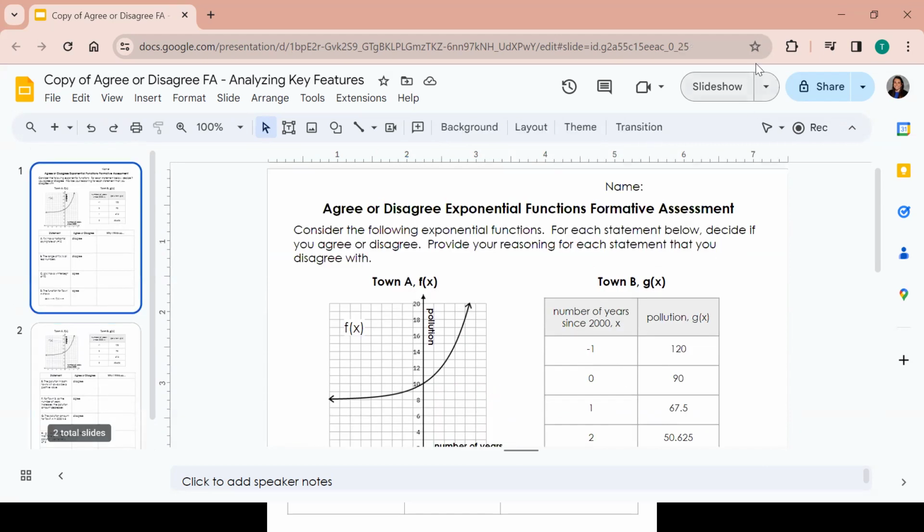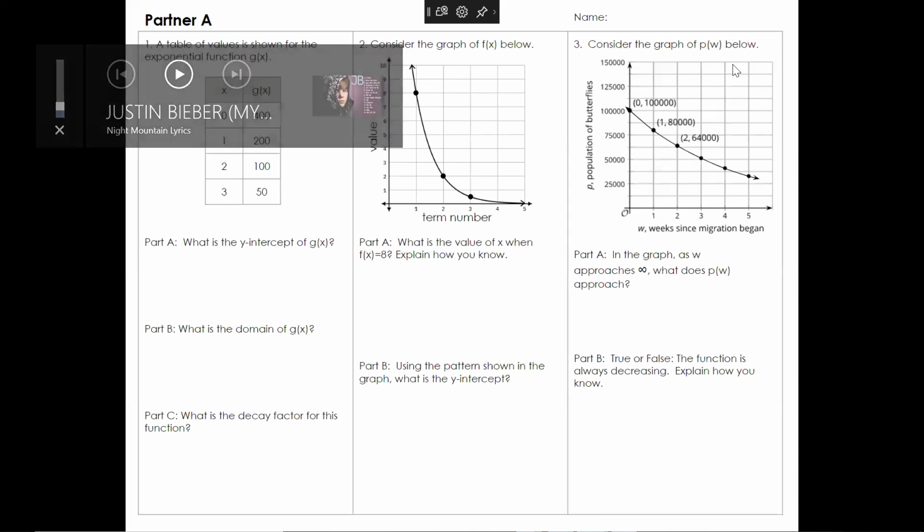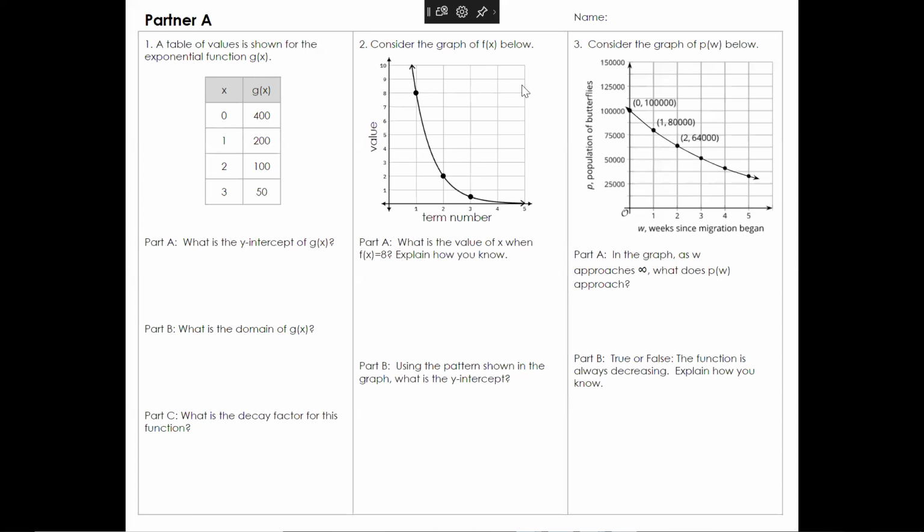Okay. All right, so I do want to do a little bit more practice on this. So on partner A's worksheet, that looks like this. It is not the same front and back, just FYI. Okay, it asks this question of decay factor. Okay, so in order to figure out what the decay factor is, you're going to take the second number and divide it by the first.